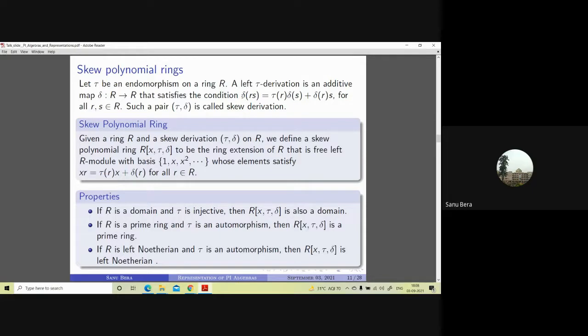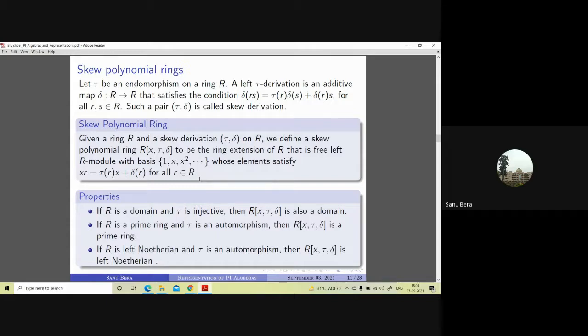This pair tau and delta will be called a skew derivation. Given such a skew derivation of a ring, we can define a skew polynomial ring, which is the same as a polynomial ring. This is a free left R-module with basis 1, x, x squared and so on. But the product with R on the right will be defined in this way, skewed by the endomorphism tau and the derivation delta. And by the universal mapping property, for a given such endomorphism and derivation, we get exactly one such extension, which is the skew polynomial ring. We denote this as R[x; tau, delta].